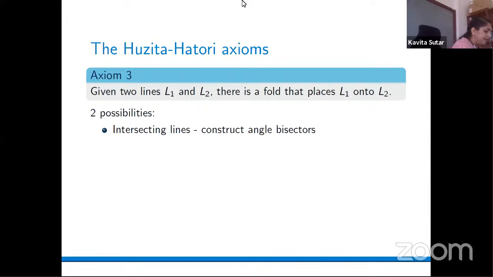So when the two lines are intersecting, there are two folds which will place one line on the other. What are these lines? Did somebody recognize these lines? When I say what this is, then you are going to go, oh yes, of course. What can you say about these two angles and these two?